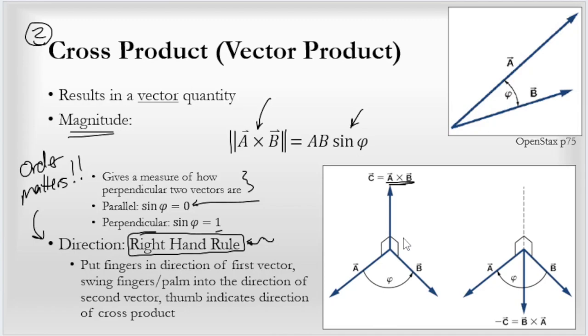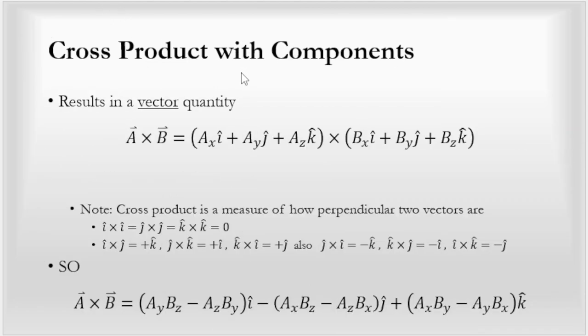Okay, so I will work more with the direction of the cross product in class, especially as we work with the concept of torque and which direction a torque will be. So let's take a look at how we do a cross product with components. I did this with the dot product. So a cross product results in a vector quantity.